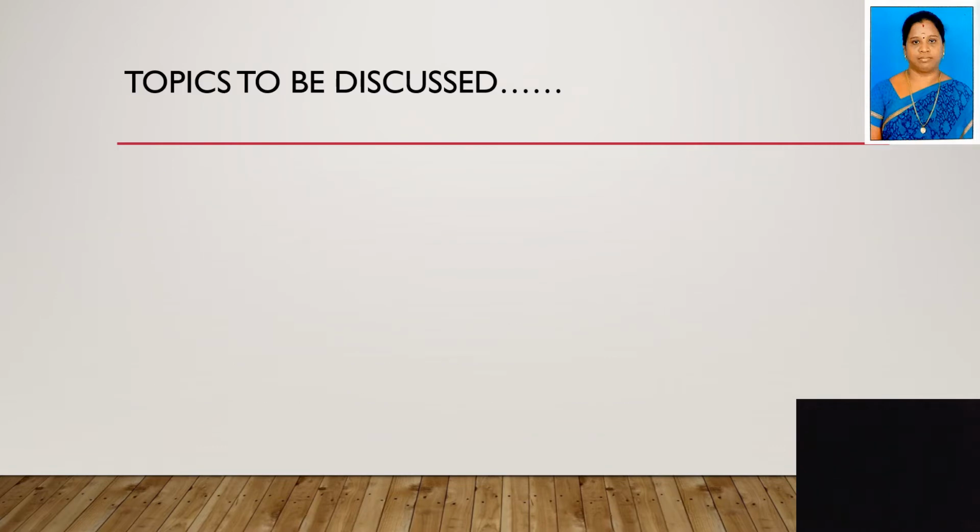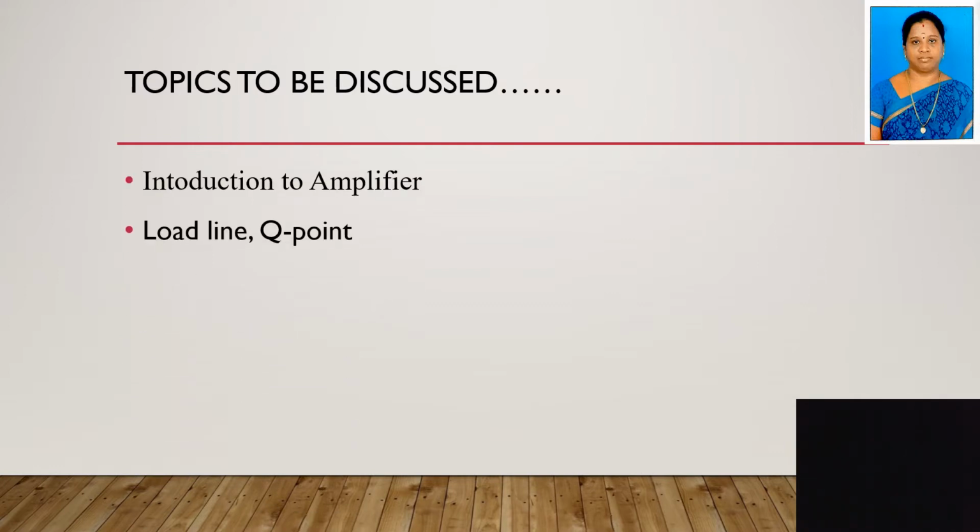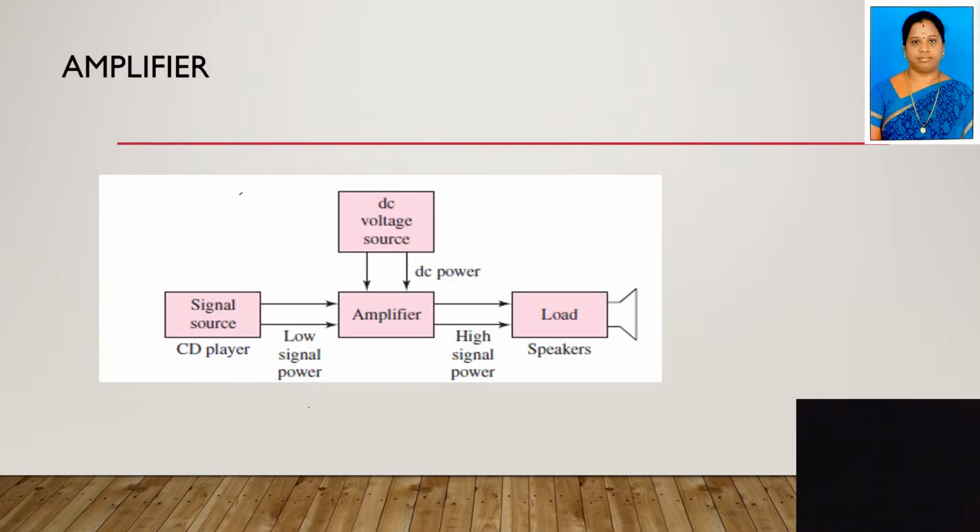So what are all the topics we are going to discuss here is, first, we are going to see what is amplifier. Then we move on to the load line and Q point. Then we are going to see different biasing methods. Today we are going to see these three topics. So first of all, we have to know what is an amplifier.